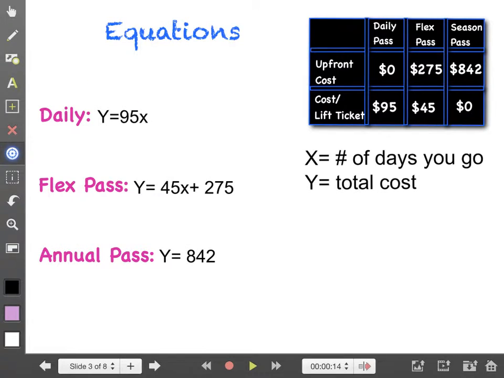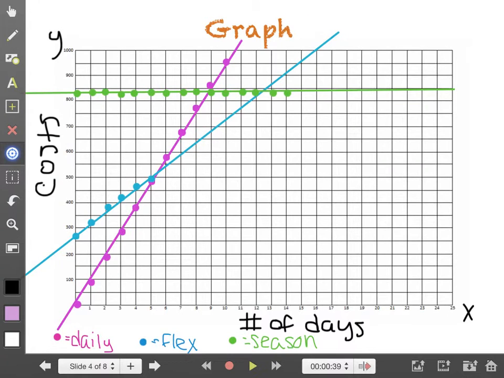The equation for the daily cost would be y equals 95x. Flex Pass would be y equals 45x plus 275. Annual or Season Pass would be y equals 842. X is the number of days you go, y is the total cost. And the Season Pass would be a straight line going across because you only pay one amount during the whole year.